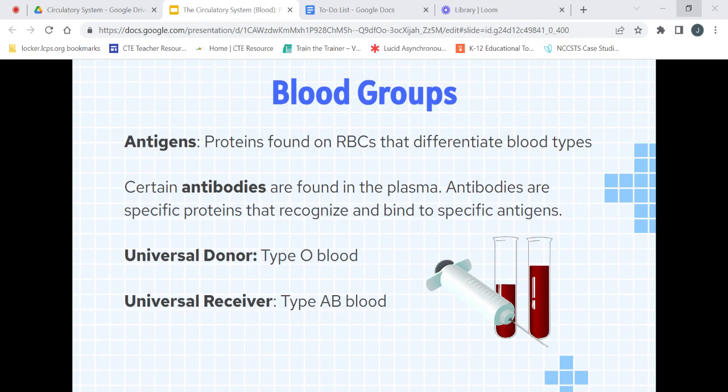Certain antibodies are found in the plasma. Antibodies are specific proteins that recognize and bind to specific antigens. Individuals with type A blood have anti-B antibodies circulating in their blood. Those with type B blood have anti-A antibodies. Persons with AB blood have neither type of antibody, and those with type O blood have both anti-A and anti-B antibodies. As a result, type AB blood is the universal receiver.